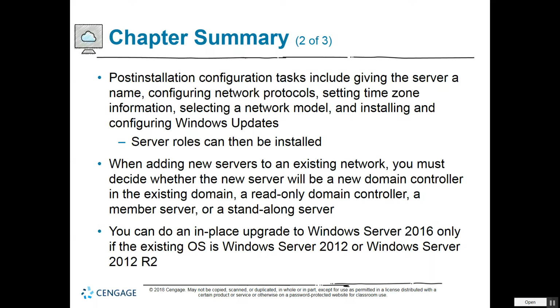When adding new servers to an existing network, you have to decide whether the new server will be a domain controller in the existing domain, a read-only domain controller, a member server, or a standalone server. You can do an in-place upgrade to Windows Server 2016 only if the existing OS is Windows Server 2012 or Windows Server 2012 R2.